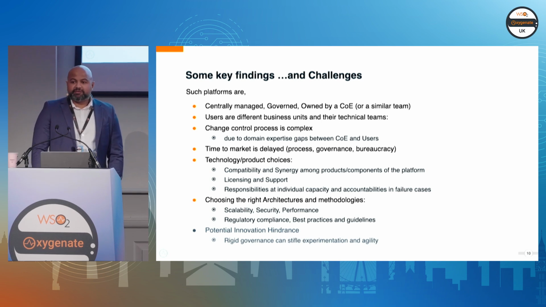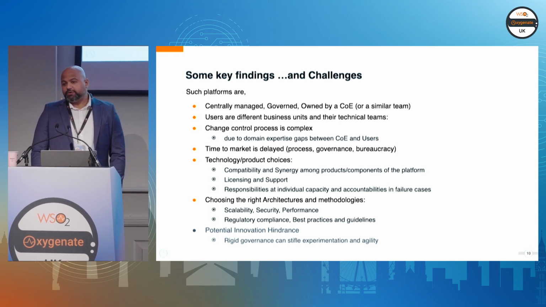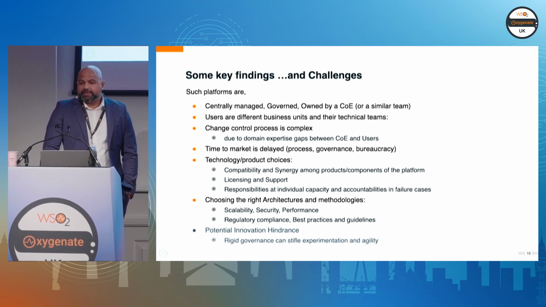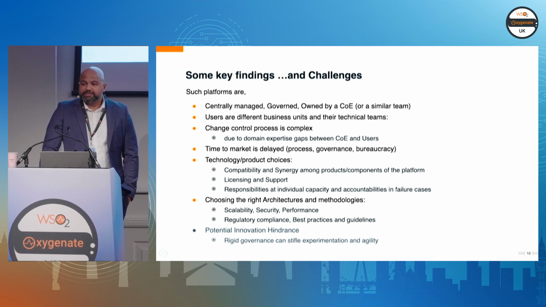But most of the time, these business units have goals from the business perspective. They want to push some change as quickly as possible so that they can bring their new improvements or products into the market. But the process is slow, so this hinders some capabilities of business units as well. The choice of technologies, products, or the right architectures or methodologies remains with the COE. So any individual or team responsible for choosing these technologies and architectures has to take the accountability if something goes wrong.